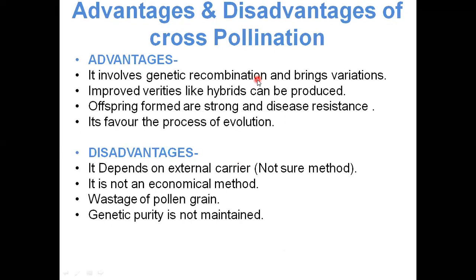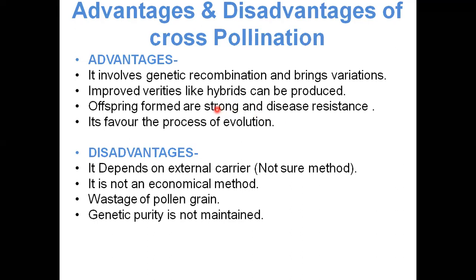Now, the advantages and disadvantages of cross-pollination. It involves genetic recombination, as we can introduce different genetic characters here, and we can produce offspring which show variations. Improved varieties like hybrids can be produced here. The hybridization process occurs in cross-pollination only, for example, cotton. Now, the offspring formed are strong and disease resistant.